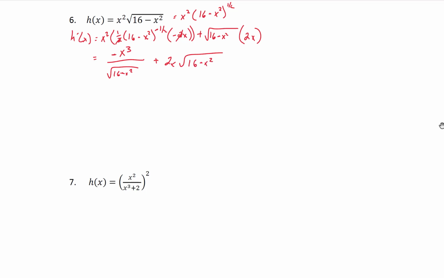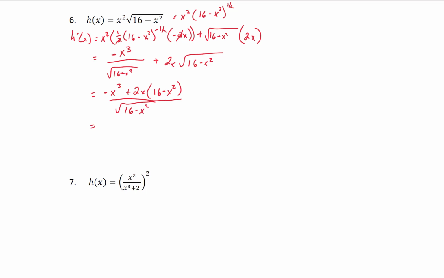To finish simplifying this, we want to go ahead and get a common denominator and do the addition. The common denominator is going to be the only denominator we have in this case, square root of 16 minus x squared. So this ends up becoming negative x cubed plus 2x times 16 minus x squared. Remember, multiplying square root of 16 minus x squared times square root of 16 minus x squared over square root of 16 minus x squared. Since you're multiplying the radical squared, the radical cancels out. And so we're left with all of that over square root of 16 minus x squared together.